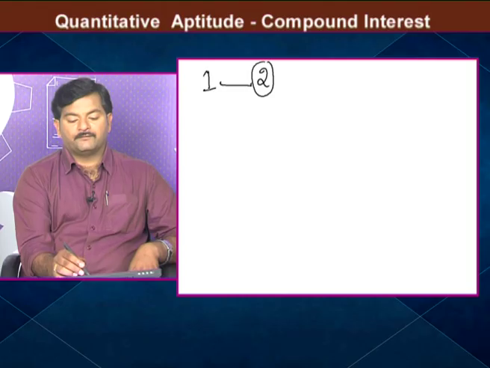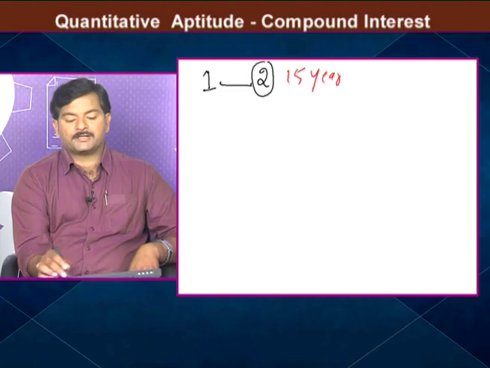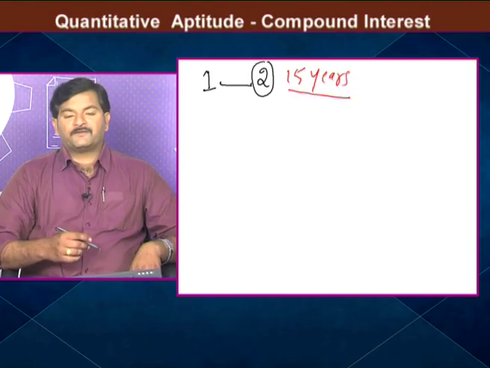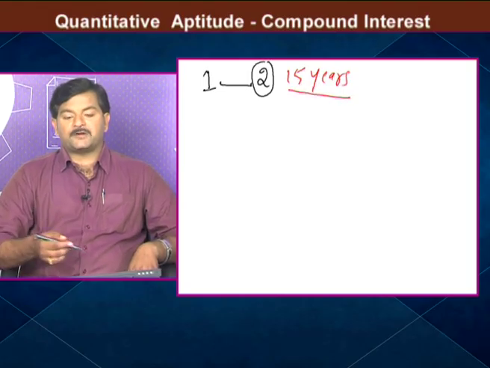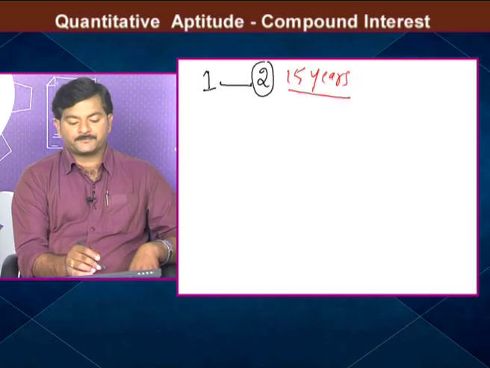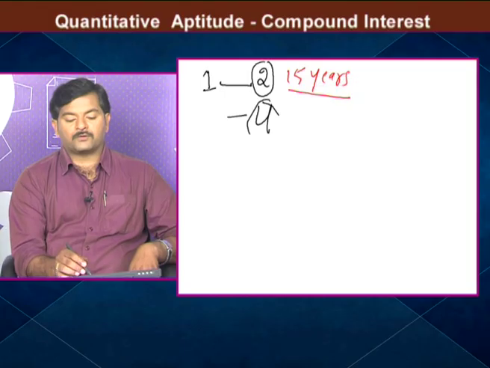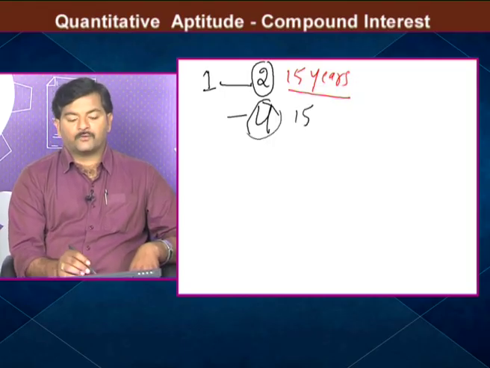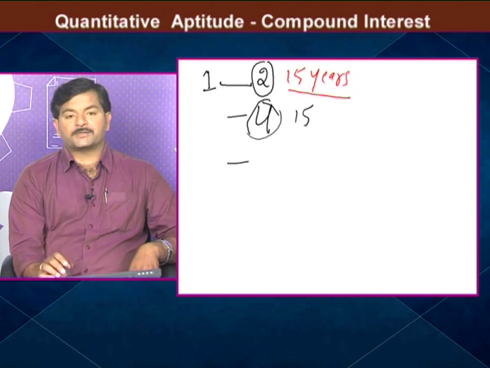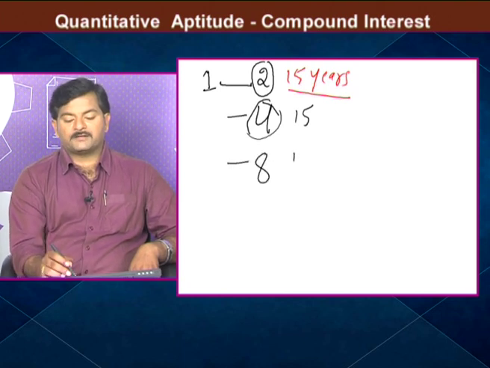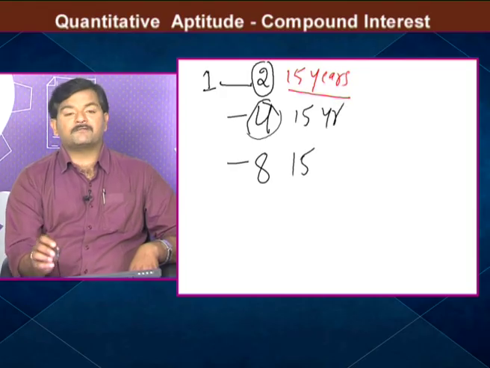In how many years? In only 15 years. So clearly, can I say one point here? Every 15 years it is doubled. 1 rupee becomes 2 rupees. Then 2 rupees will become 4 rupees, for another 15 years. 4 rupees will become 8 rupees, for another 15 years. Are you getting what I am saying?